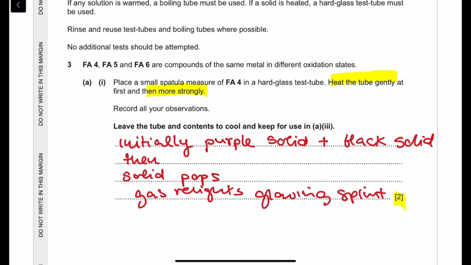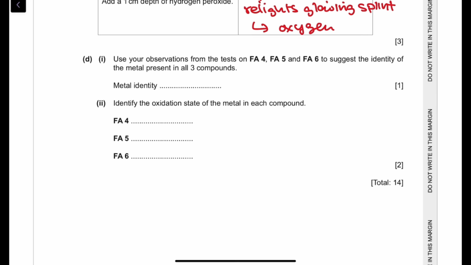So for this question, we have to figure out FA4, FA5, and FA6. They're all compounds of the same metal in different oxidation states. This is an indication that this is a transition metal. So we might have a few in mind already, but we can use the reactions to confirm our metal. It's asking us to use observations to suggest the identity of the metal present in all three, and to identify the oxidation states in each of the three compounds.